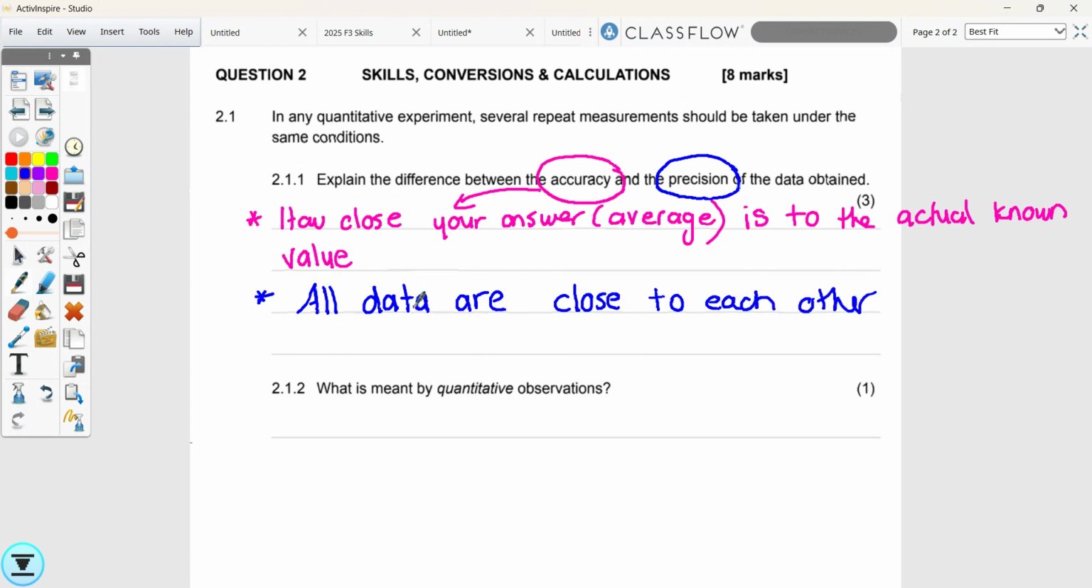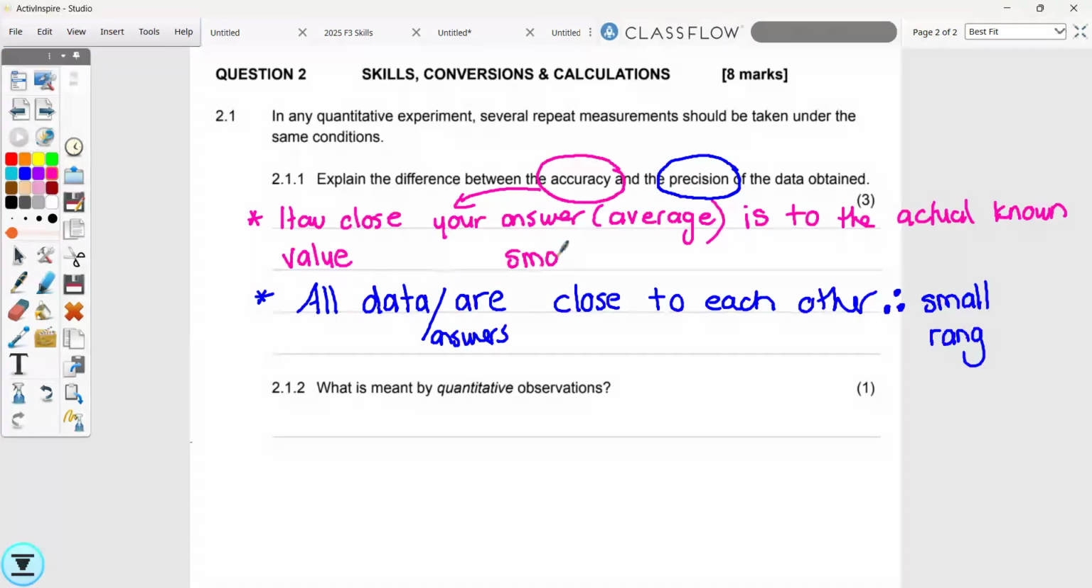When I say data, that would be also again our answers or anything like that. So this means therefore, and this is the important part, you're going to have a small range. And that is what we look for when we mark it, small range. For the pink one, you're going to have a small percentage error.